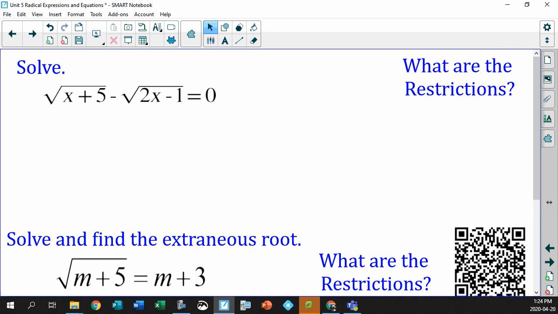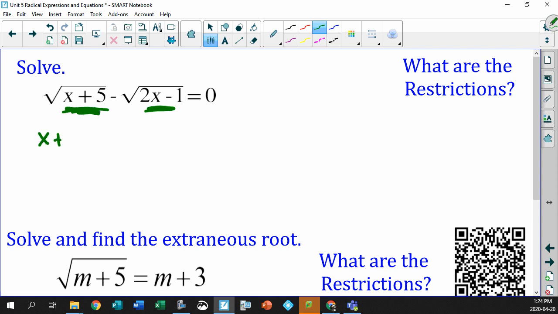But if you remember at the beginning of this unit, go back to one of those podcasts, and you'll remember that if we have two radicals like this, we have to determine which restriction best describes both radicals. Watch. Find out the restriction for this one. We know that x plus 5 has to be greater than or equal to 0. Bring the 5 over. You get x has to be greater than or equal to negative 5.